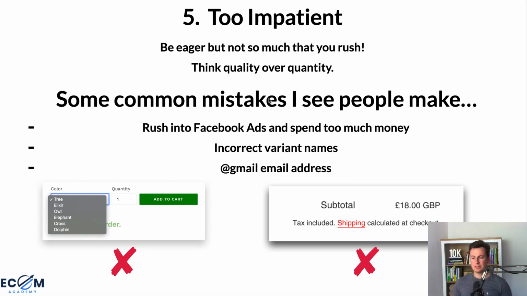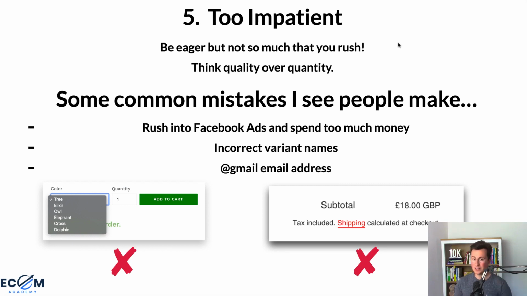So some other common mistakes I see people making is, number 1, they rush into Facebook ads and spend way too much money. I cannot stress this one enough either. This is definitely 100% a case of quality over quantity. You're much better off running, say, 2 to 3 ad sets that are super high quality, super good audiences and good ad creatives, rather than having 20 different ad sets that are a bunch of rubbish, because if you haven't got the quality, you're not going to see the sales.